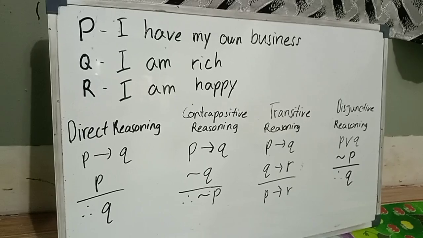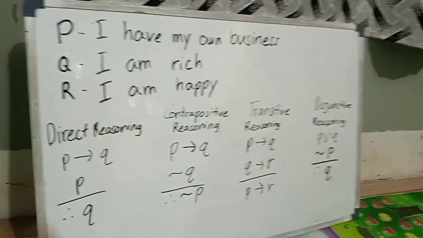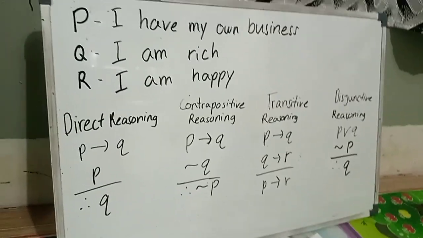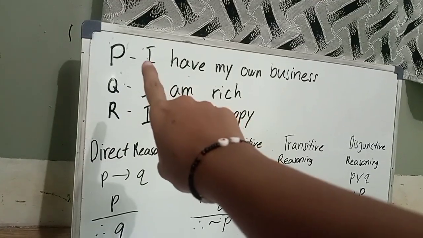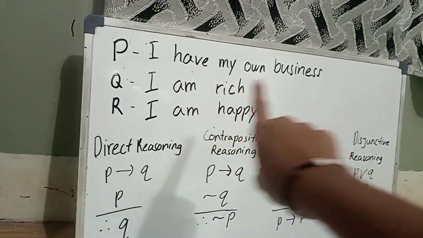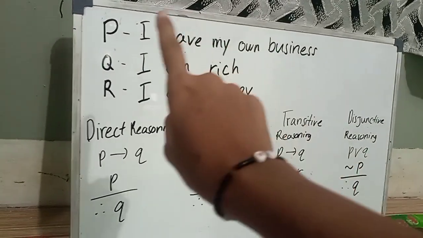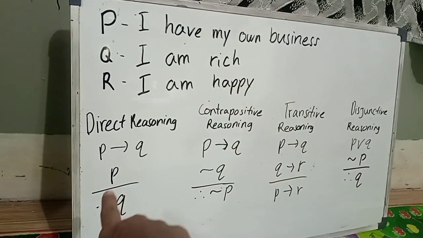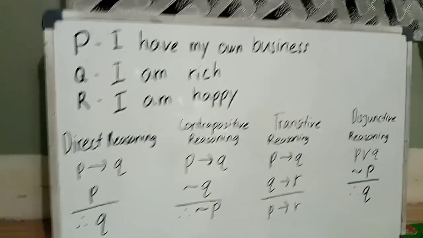So for direct reasoning, we can say if P then Q. So P therefore Q. So if P then Q is: if I have my own business, then I am rich. I have my own business, therefore I am rich. P therefore Q. That's my first example.